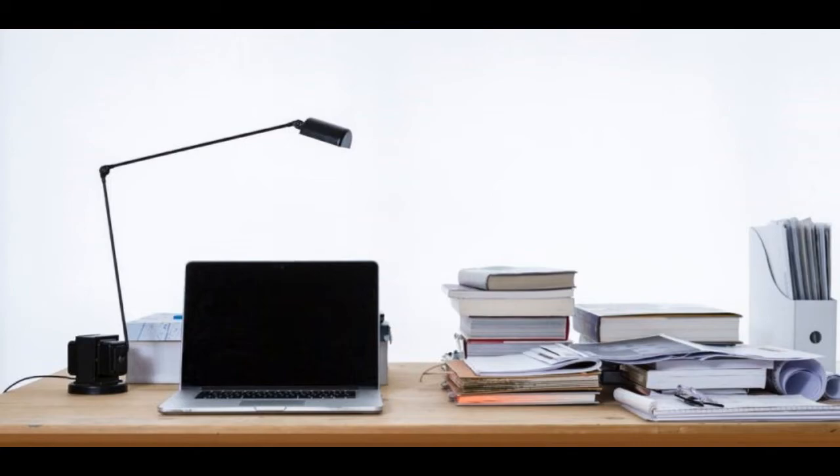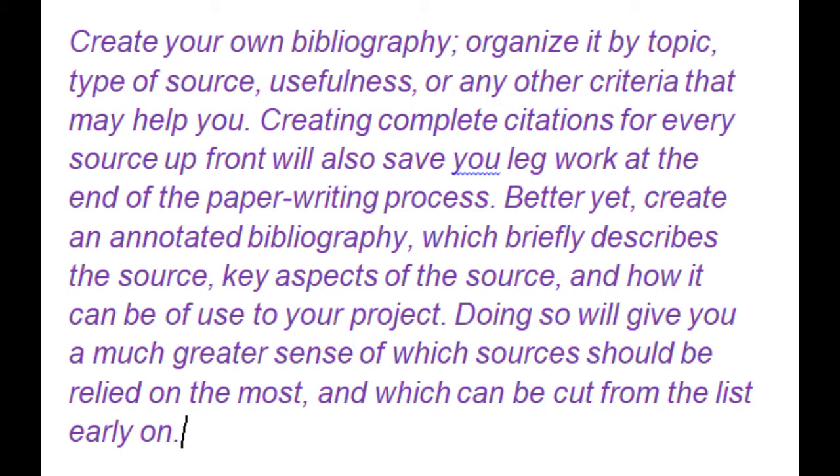Create your own bibliography. Organize it by topic, type of source, usefulness, or any other criteria that may help you. Creating complete citations for every source upfront will also save you legwork at the end of the paper writing process. Better yet, create an annotated bibliography which briefly describes the source, key aspects of the source, and how it can be of use to your project. Doing so will give you a much greater sense of which sources should be relied on the most and which can be cut from the list early on.